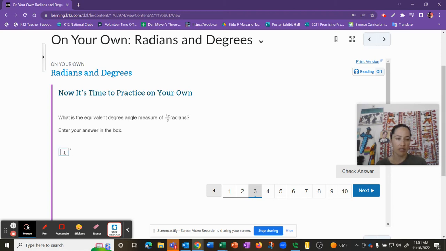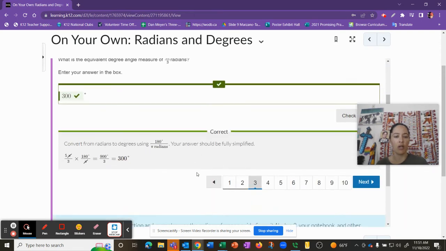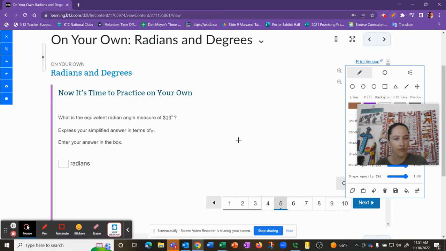Wow, 300 degrees. I don't know if they wanted us to do it a different way, which you could try. See how useful this is? I'm going to let you try it. So how would we go backwards?